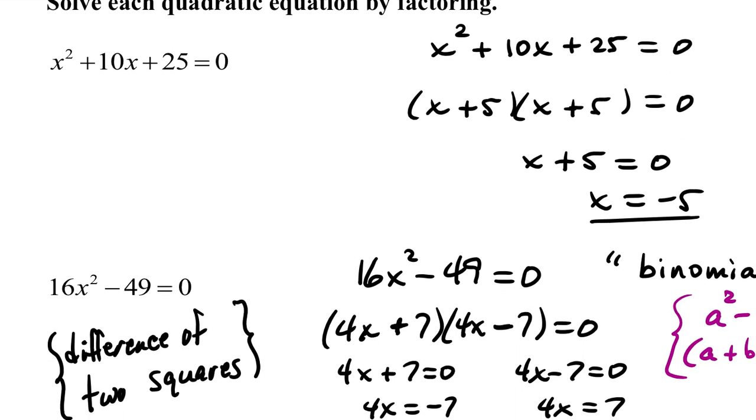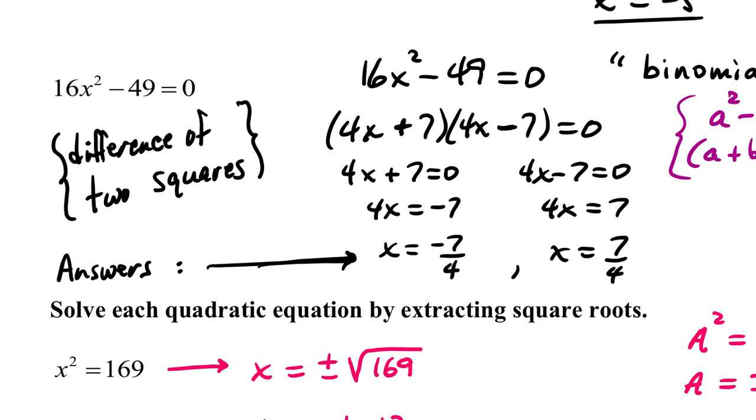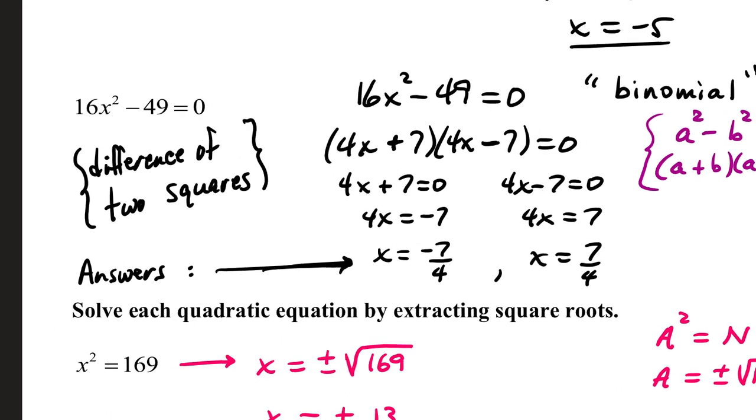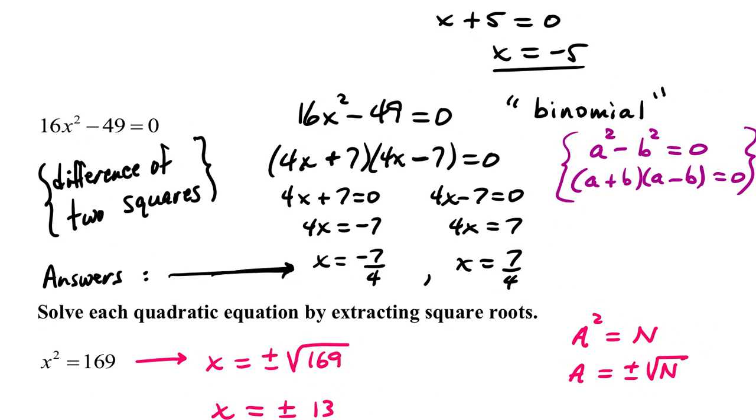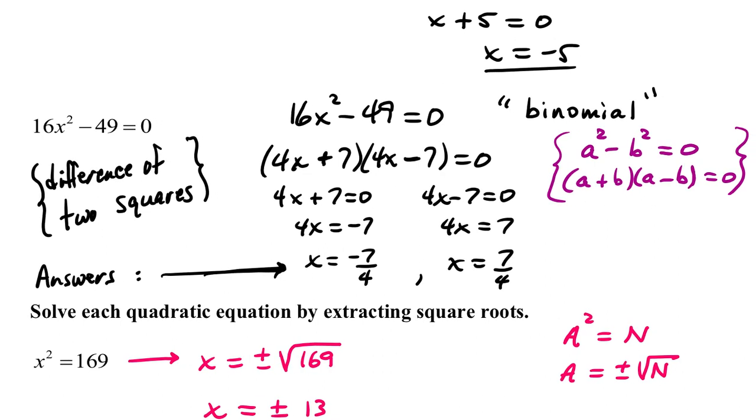Let's look at another type of quadratic equation. This one's called a binomial. Two terms, binomial, 16x squared minus 49. This is called a difference of two squares. A difference, both terms are perfect squares.